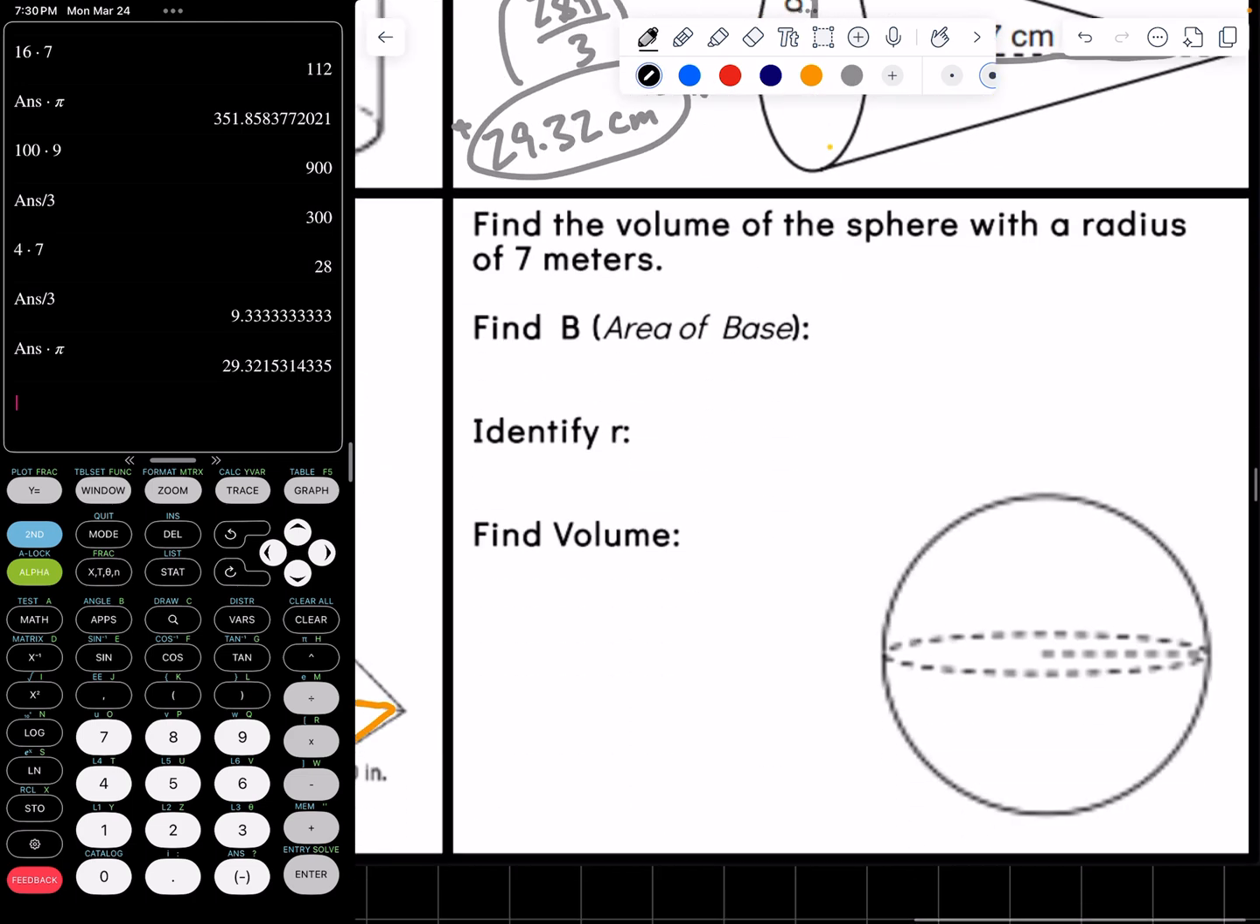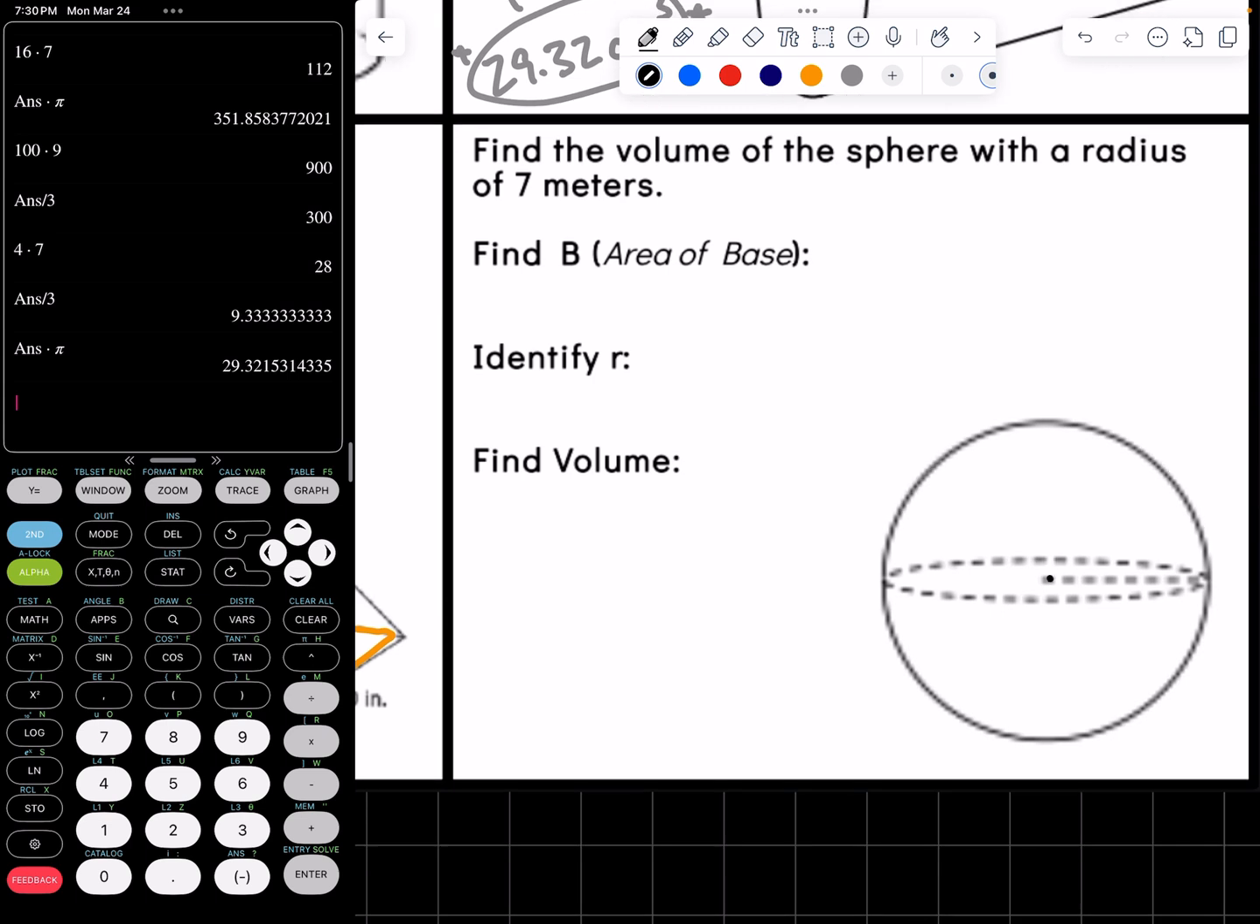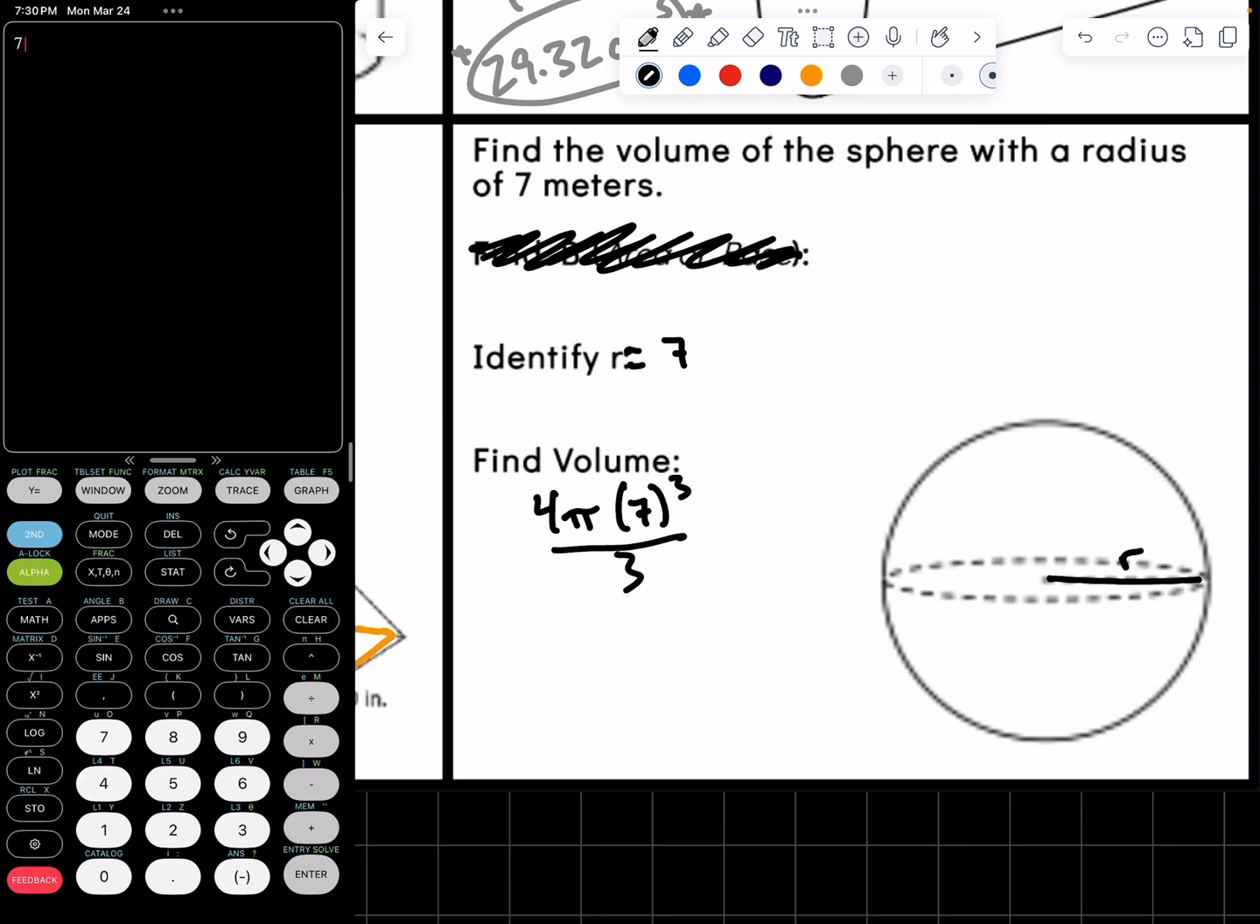Then the last one, we have a sphere with a radius of 7 meters. So if the radius is 7 meters, I don't have a base because this is a sphere. My radius is 7, so I plug it into the formula. 4/3 pi r cubed, which is 7 cubed. And I'm just going to work all the way down. So let's do 7 to the power of 3, 343 times 4 equals 1372.